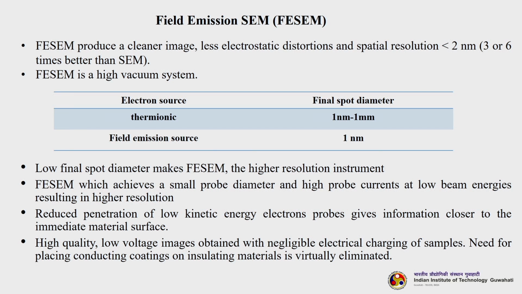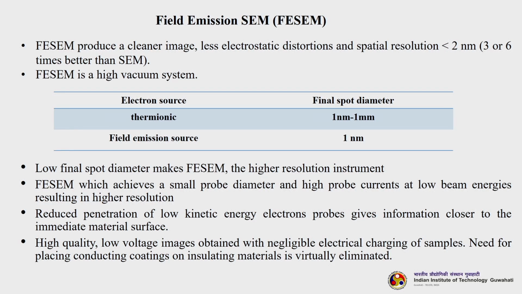There is something called FESEM, or field emission SEM. FESEM produces a cleaner image, less electrostatic distortion, and a spatial resolution almost 3 to 6 times better than that of a SEM. So, it is a high vacuum system. A low final spot diameter makes FESEM a high resolution instrument. FESEM achieves a small probe diameter and high probe current.